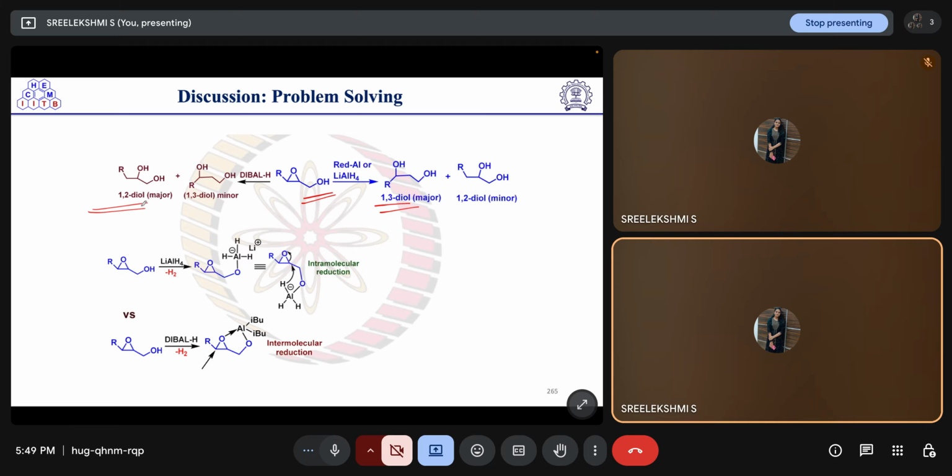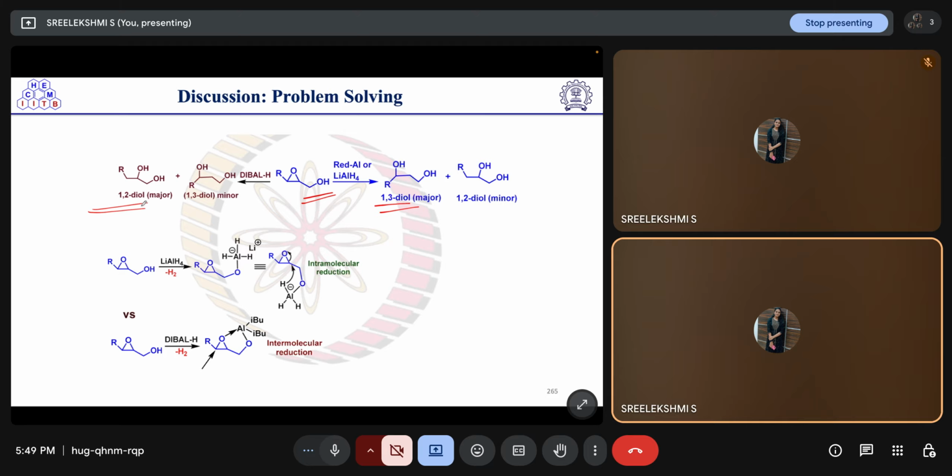Then this Luche reduction is basically 1,2 reduction of this alpha beta unsaturated ketone. Without affecting the double bond, only the ketone is getting reduced. Specifically, it is carried out by using NaBH4 and cerium chloride complex.